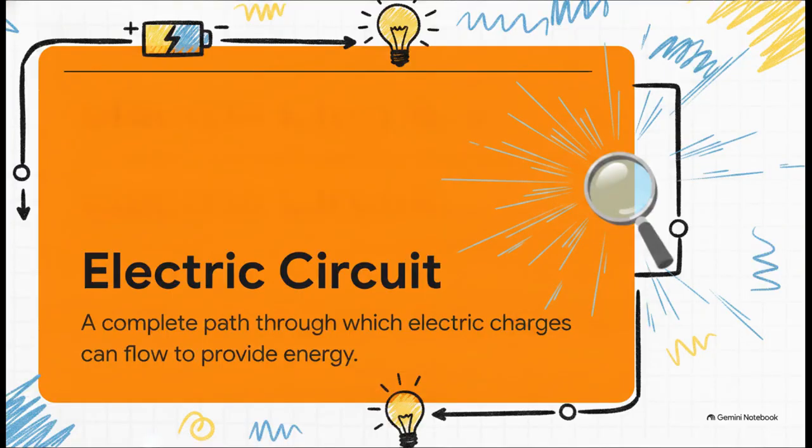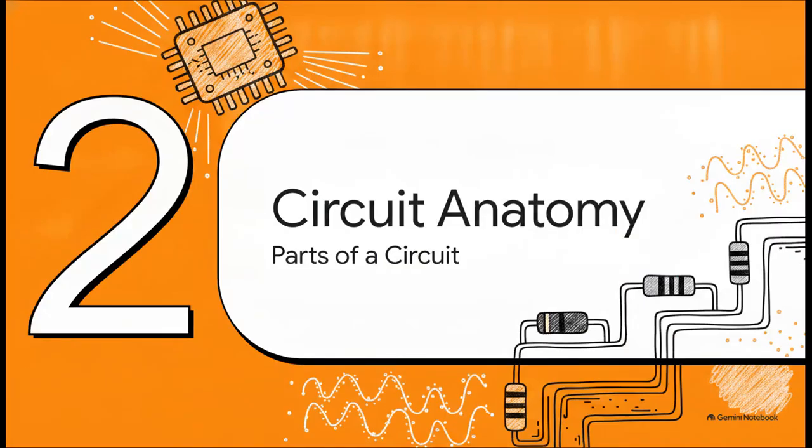To truly wrap our heads around these forces, we first have to define the physical space where they actually operate, and that starts with the baseline concept of the electric circuit. An electric circuit isn't just some random jumble of wires, it's a highly specific, complete path through which electric charges can flow to provide energy. Think about it. If that path isn't complete, the invisible force goes nowhere. It's an all-or-nothing system.